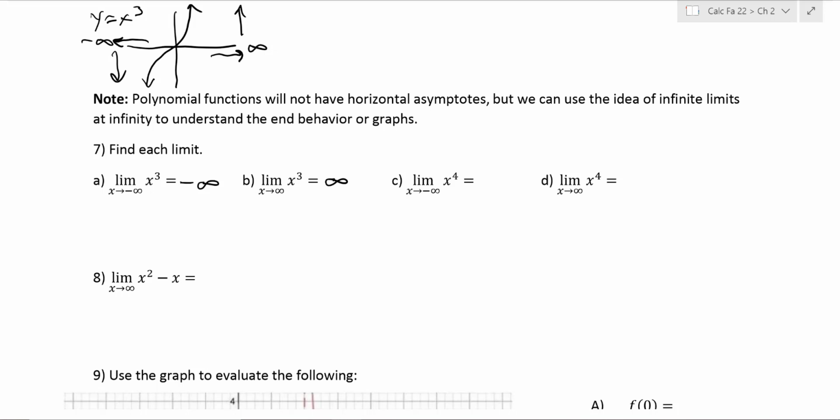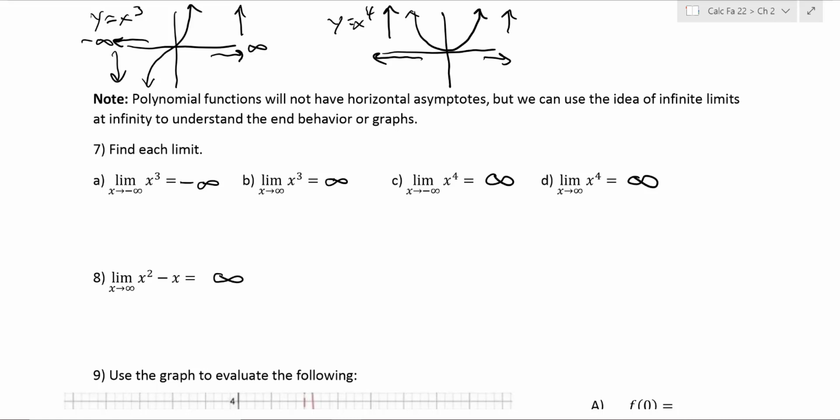And then for the x to the fourth, or the even powered ones, x squared, x to the sixth would all look about the same. As we go off towards negative infinity, we're increasing to positive infinity. And as we go towards positive infinity, we're still going up to infinity. All right, so we can look at those limits. And then for x squared minus x, if you try direct substitution, we can't see what's happening again. It's just big minus big. So don't know.